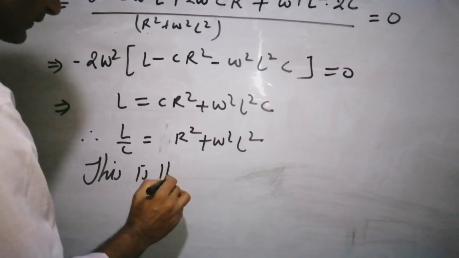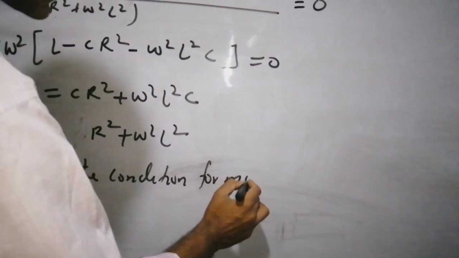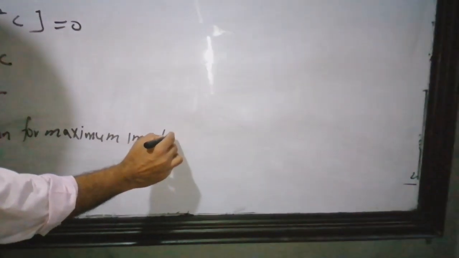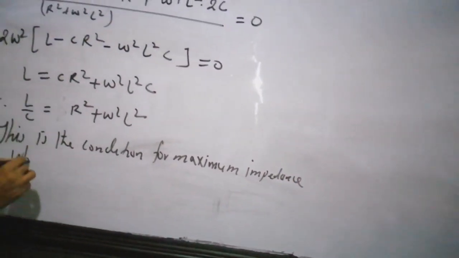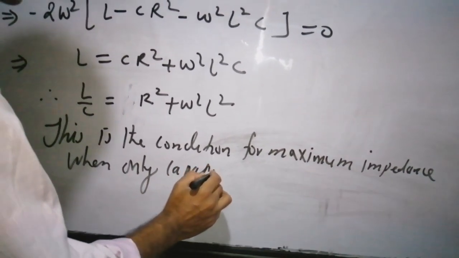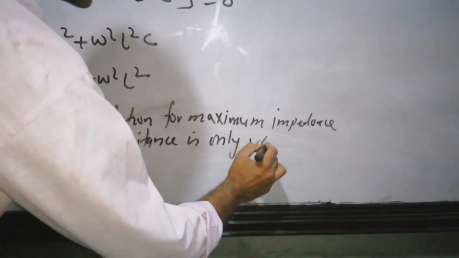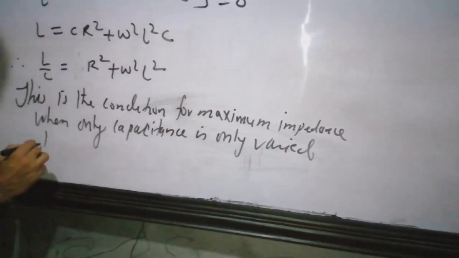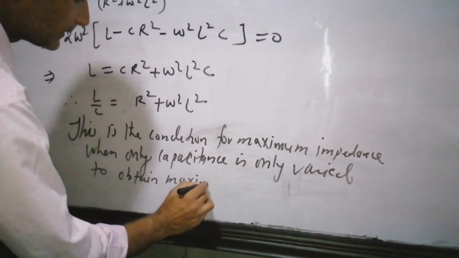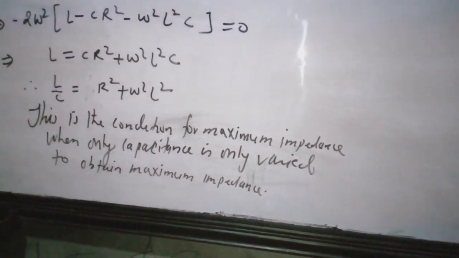This is the condition for maximum impedance when only capacitance is varied to obtain maximum impedance.